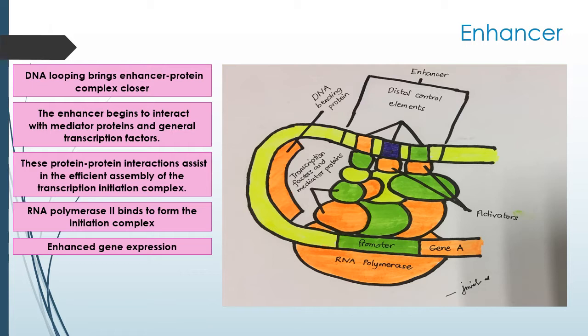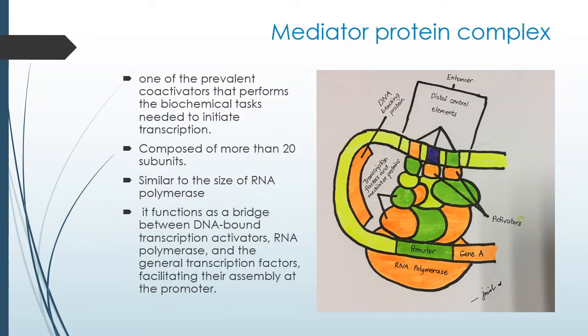The enhancer begins to interact with mediator proteins and general transcription factors. These protein-to-protein interactions assist in the efficient assembly of the transcription initiation complex, and RNA polymerase II binds to form the initiation complex, and this will enhance the gene expression.